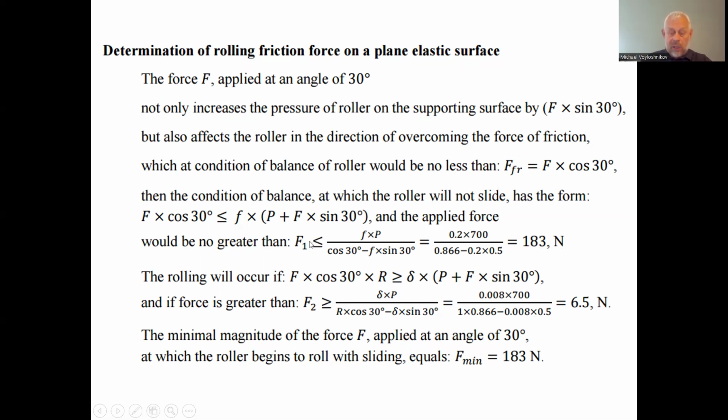The force has to be no more than 183, because we assume the force does not exceed the force of the dry friction resistance. So this is the force applied to make the wheel roll. The minimal magnitude of the force applied at the angle of 30 degrees at which the roller begins to roll with sliding. So this will roll and slide. This force is enough for the sliding, with the dry friction, and for the rolling it is enough too, because this is more than 6.5. So the minimal force is 183 Newton. This is the answer for the issue.